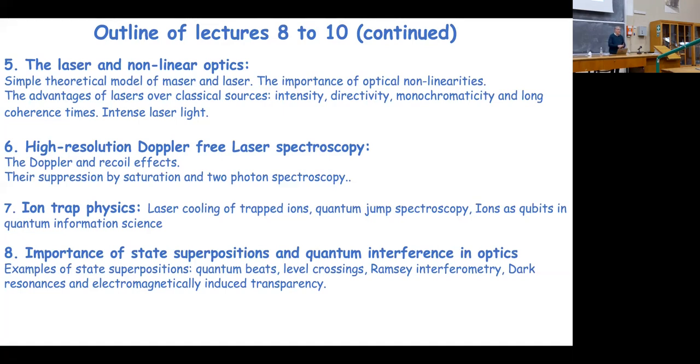And there are some nonlinear methods which allow you to get rid of the Doppler effect. Then I will discuss another method which allows you to get rid of the Doppler effect, which consists in trapping atoms, forcing atoms to remain as motionless as possible to do spectroscopy. And I will start by talking about ion trap physics.